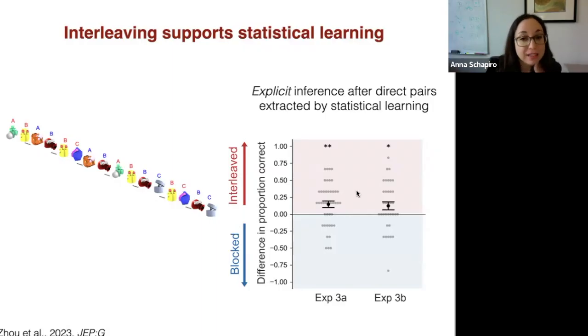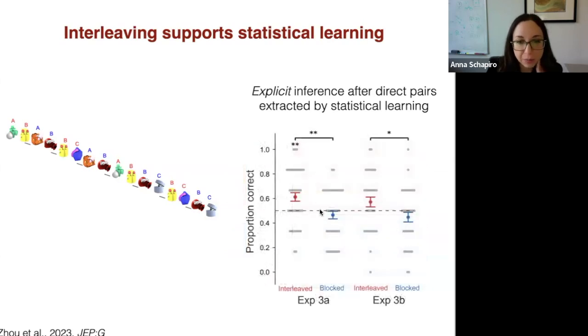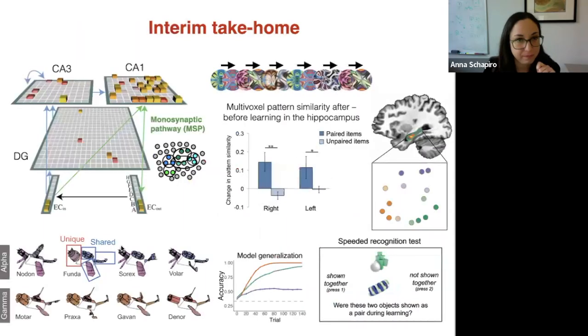And in this case, we find that even in the explicit inference, where we give people plenty of time to make the judgment, now there's an advantage in the interleaved case. And actually, if you break it down separately for interleaved and blocked, the blocked condition is not even above chance. So in this kind of situation where you're picking up on statistics over time, you really need to have interleaved exposure in order to pick up on the structure.